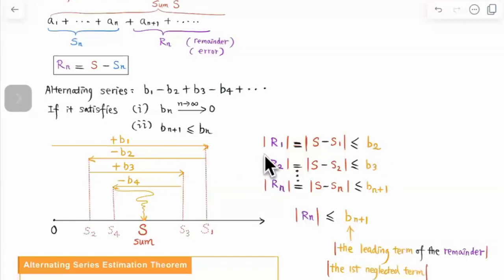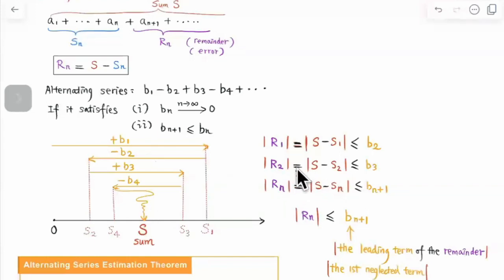Now let's look at the absolute value of R2. R2 is S minus S2. Now remember, B1, and then subtract B2, that's S2, the sum of the first two terms. You go to the right, because B1 is positive, and then B2 is negative, so subtracting B2, you go backward. The sum of these two terms ends up at this number here. This is S2. The distance between S and S2, from here to here, compared to B3, B3 is larger than or equal to this distance.